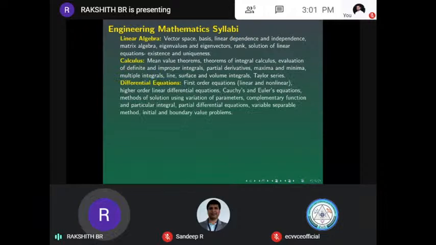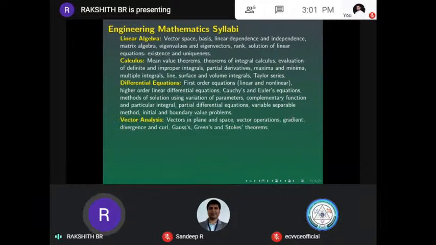And next we have differential equations, where you must know how to solve a first order differential equation and the solutions of higher order differential equations, Cauchy's and Euler's equations, and also certain methods to solve differential equations of higher order, specifically the method of variation of parameters, complementary functions, and particular integrals, and the initial and boundary value problems.